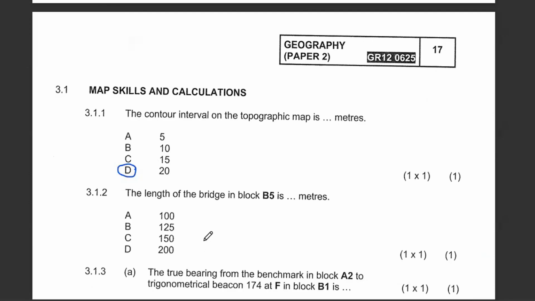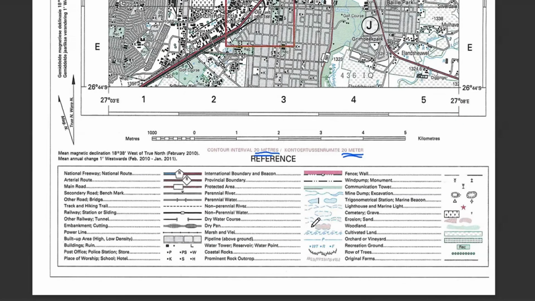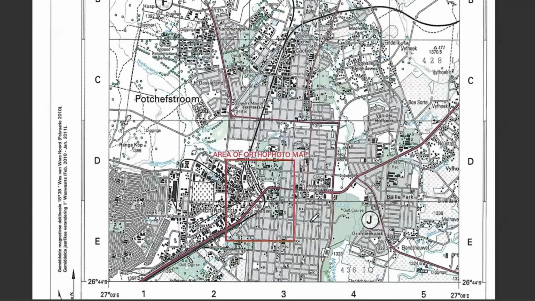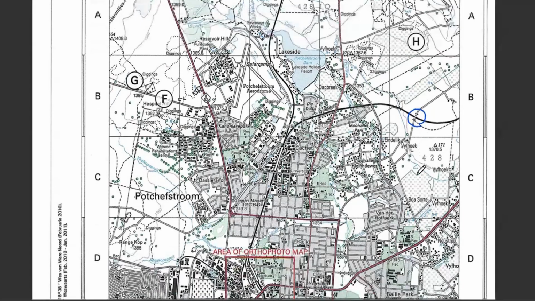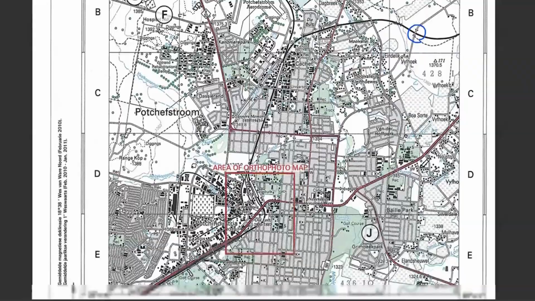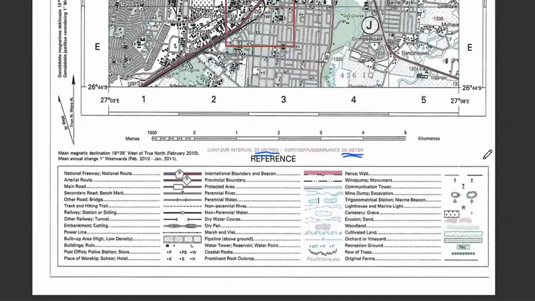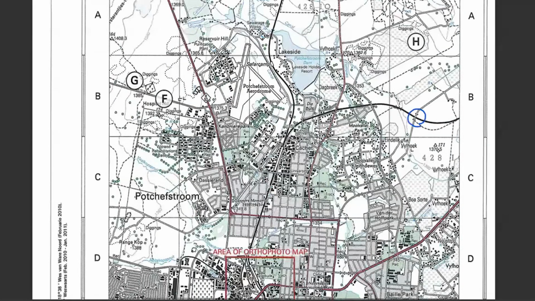Then we move on to our next question. The length of the bridge in block B5 in meters. Right, the length of the bridge, let's check on the map. In block B5, we want to ascertain the length of this bridge here. That's the bridge in B5. Right, if you want to calculate the length of that bridge, you measure the length using your ruler. You measure the length.